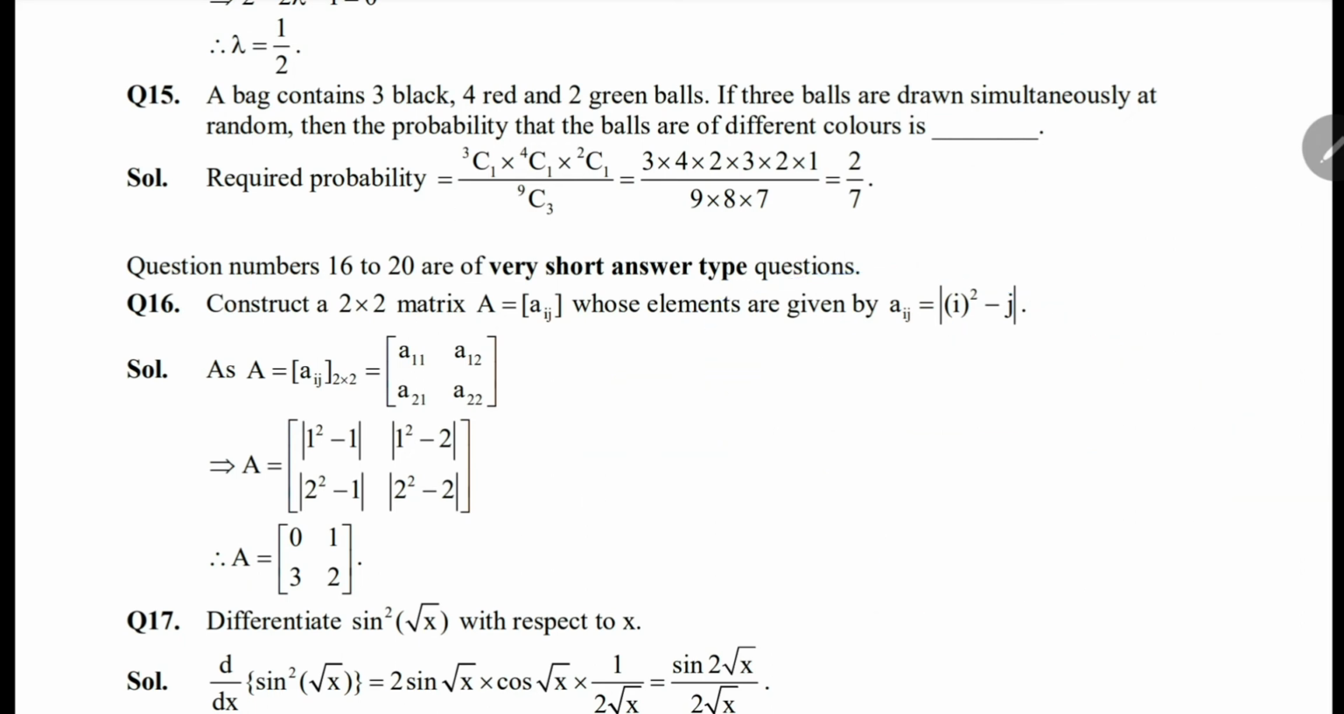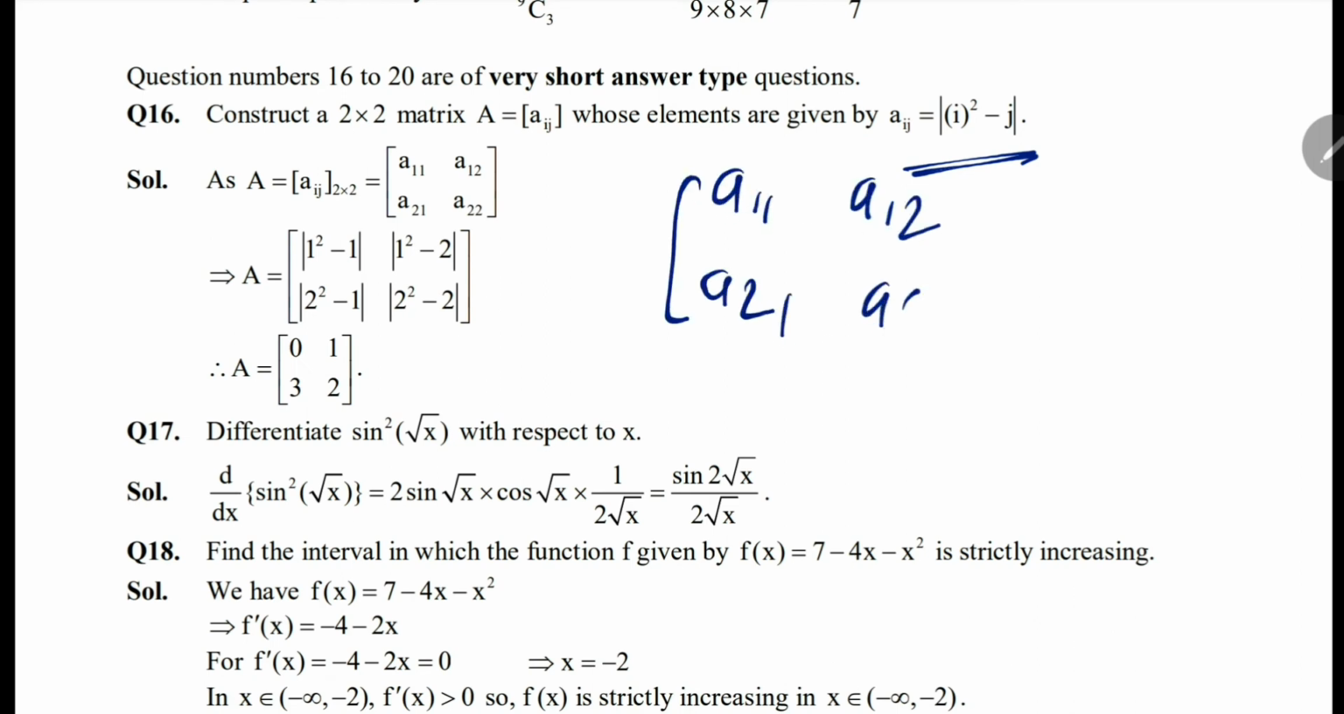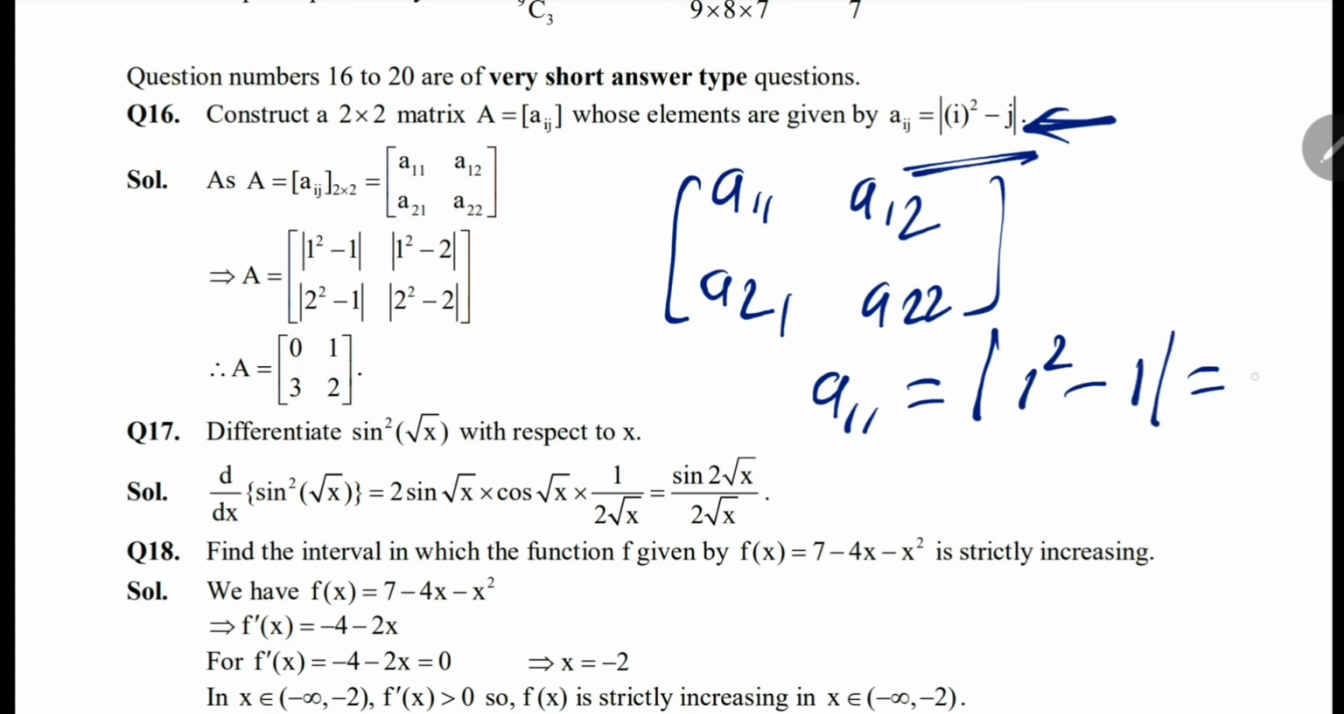Now moving to the next problem, question number 16, we have to construct a 2 by 2 matrix where the elements are given by this definition. So a 2 by 2 matrix can be taken as A11, A12, A21, A22. Okay, so when we have to find A11, i and j both are 1, so we will use this definition which says modulus of i squared minus j, meaning 1 squared minus 1, that means it is 0.